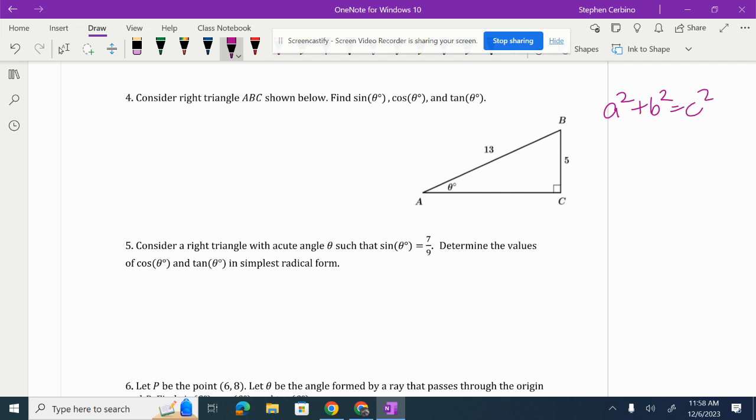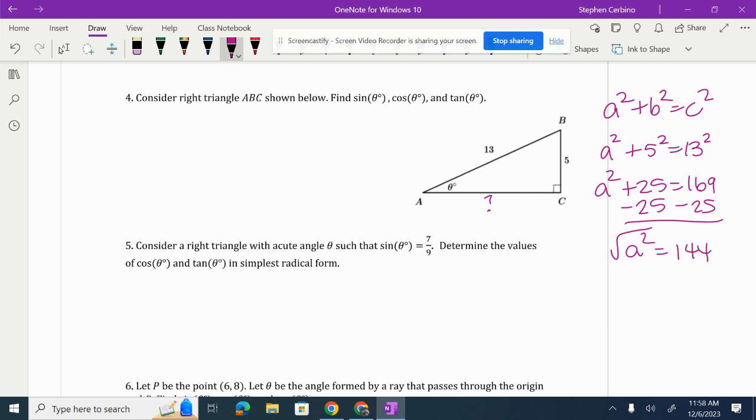Remembering that a squared plus b squared equals c squared, c has to be the hypotenuse. Since I don't know this missing side, I'm going to make that a. So we'll say a squared plus 5 squared equals 13 squared. It doesn't matter if my missing side is a or b, I'm just going to throw a there. If we do some quick math, which you should be able to do already, some subtraction and some square rooting, we can see that this missing side is actually 12.